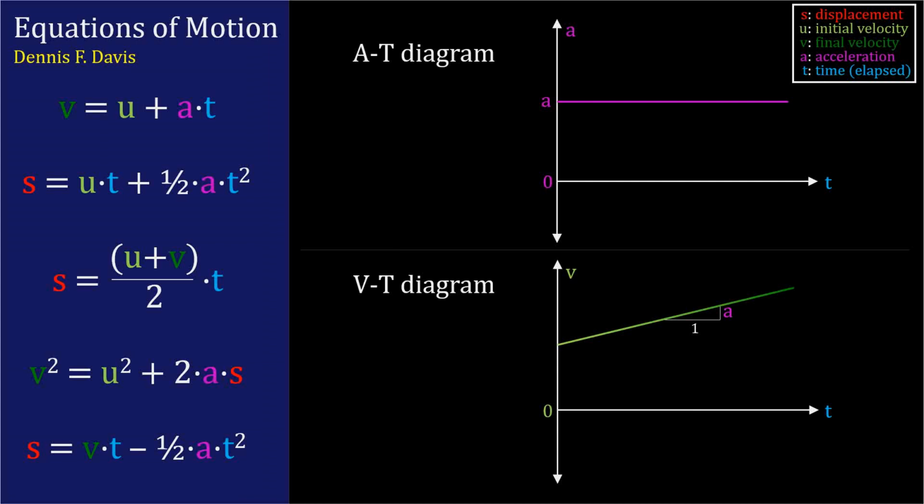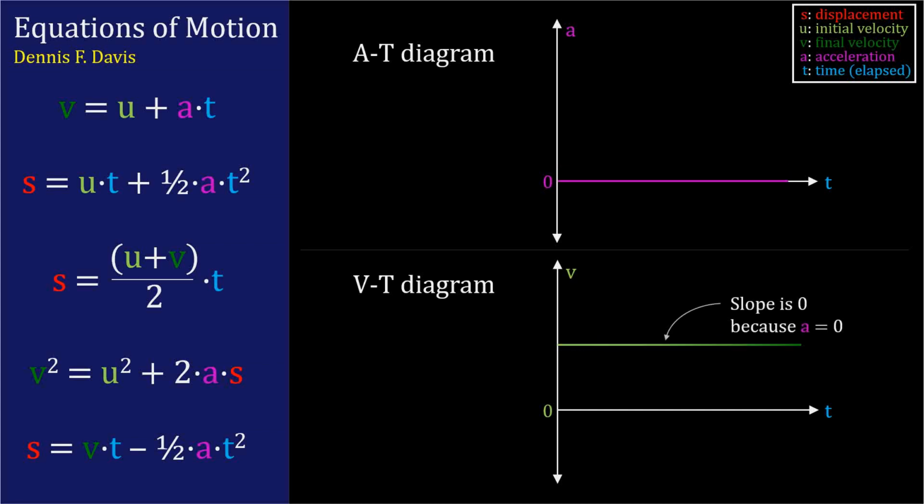One more time because it's so important. The slope of the velocity line is the acceleration, change in velocity divided by change in time. The initial velocity can be positive, 0, or negative, but its slope is always the acceleration. When acceleration is 0, that means there's no change in velocity, and the velocity line is horizontal with slope 0 because acceleration is 0.